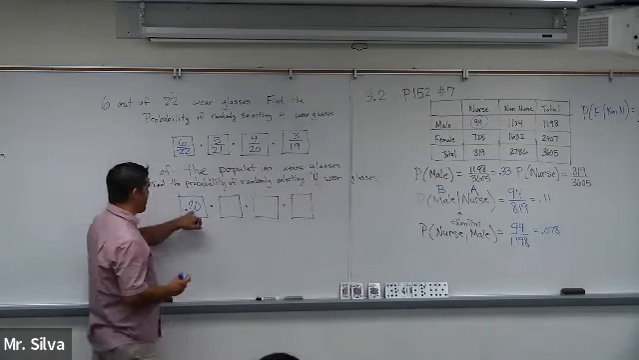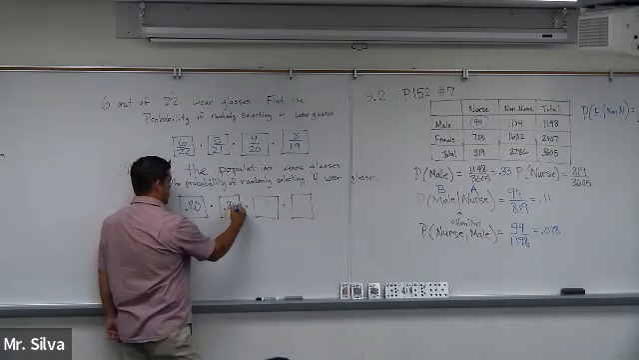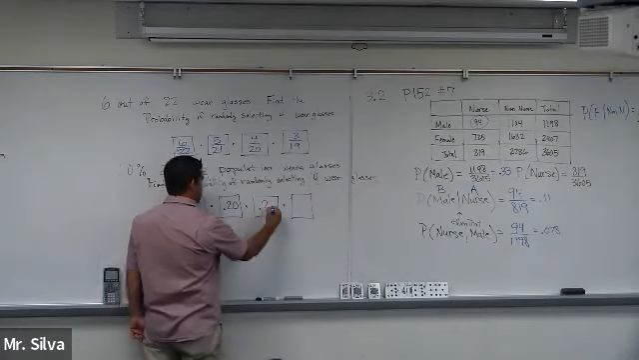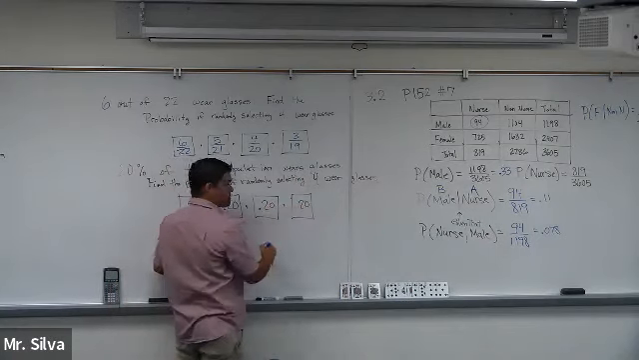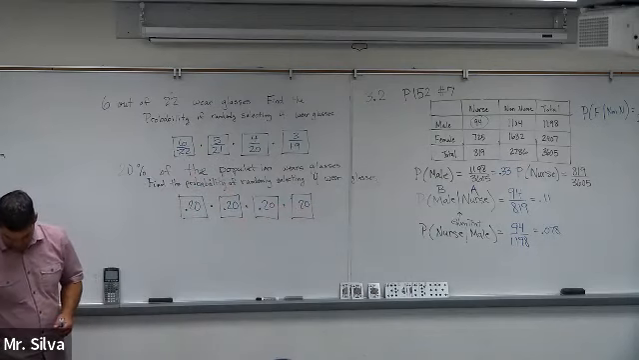So 20% of the population times 20% of the population times 20% of the population times 20% of the population. I did this for 4 people. I just multiply 0.2 times 0.2 times 0.2 times 0.2.